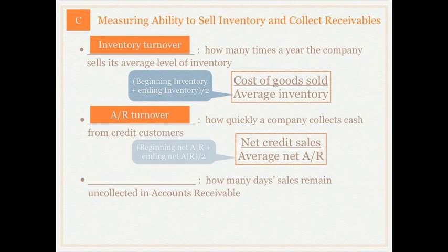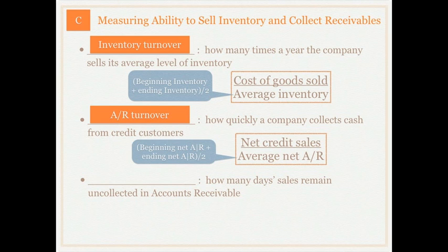To calculate the average net accounts receivable, we're going to take our beginning net accounts receivable and add our ending net accounts receivable, get the summation of those two numbers, and then divide that number by 2. That will give us our average net accounts receivable.